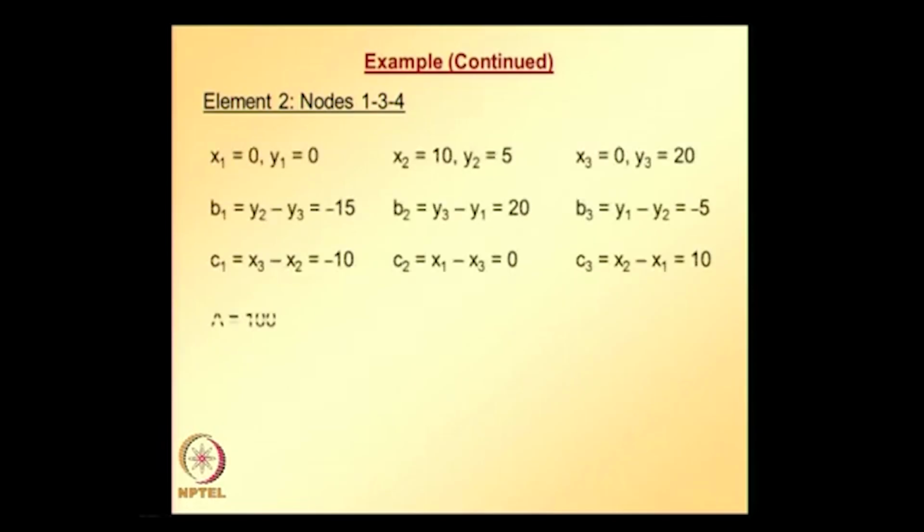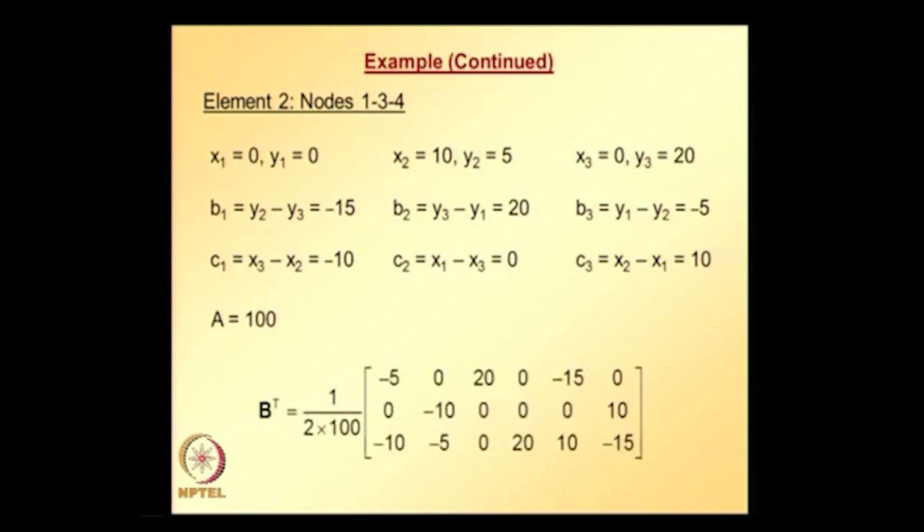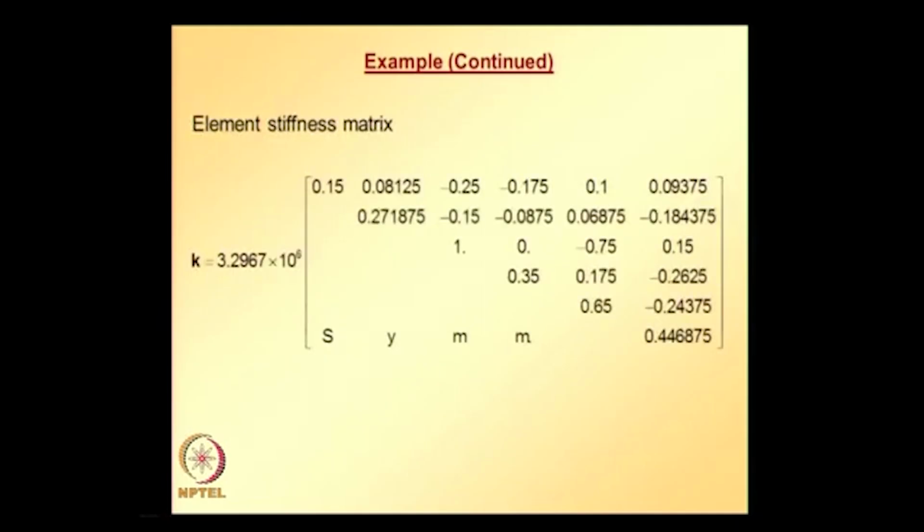Similar operations can be carried out by noting the nodal coordinate information for element 2. It turns out that B matrix is as shown here for element 2, and similarly element stiffness matrix can be calculated, and now we got element stiffness matrix for element 1 and element 2. So, now we are ready to assemble element equations.